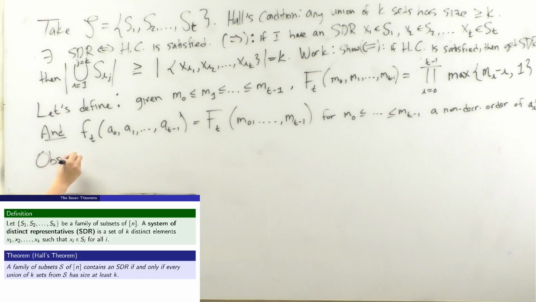So let's observe one thing about these functions. Basically, what I'm going to try to do is apply induction in a second. So I would sort of like to know something about how these guys work if I change the numbers that I'm inputting. I don't need a very strong or difficult property.